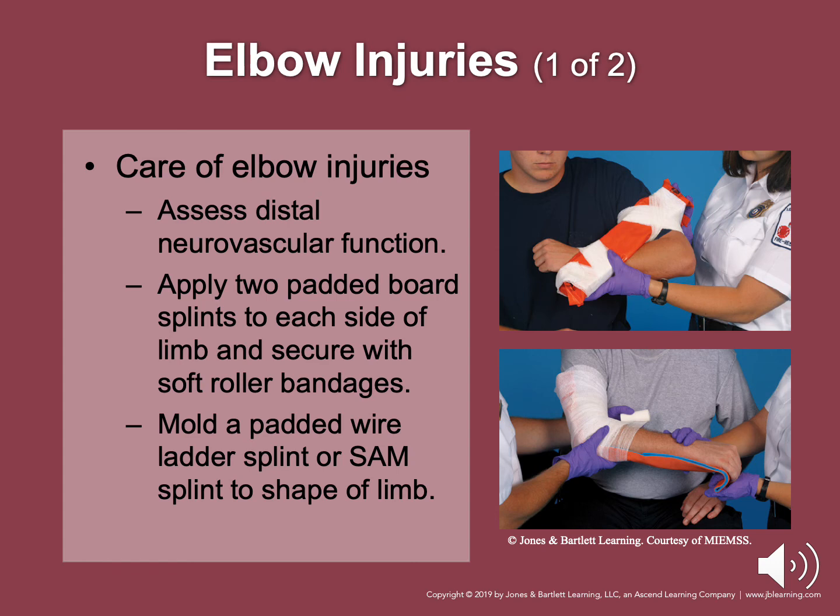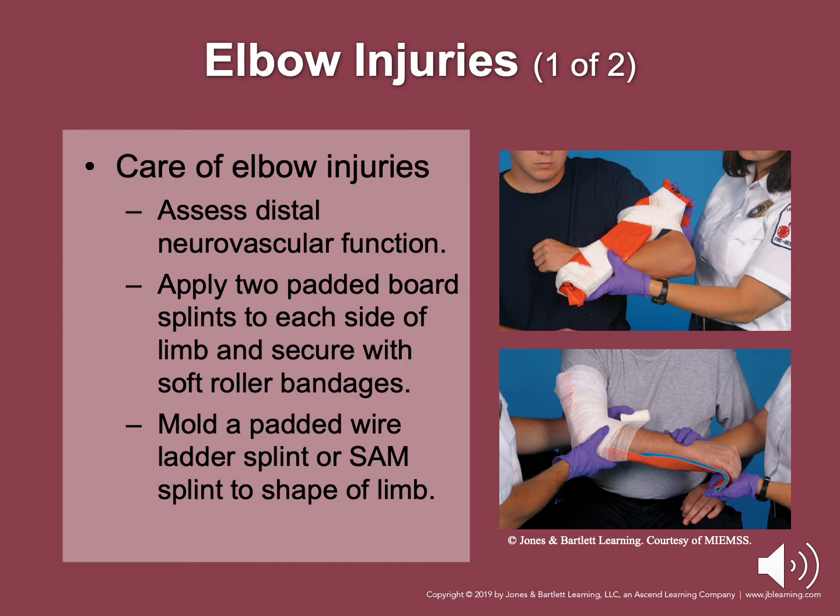If you find strong pulses and good capillary refill, splint the injury in place, in the position in which you found it. Apply two padded board splints to each side of the limb and secure with a roller gauze or a band. Alternatively, you can mold a padded wire ladder splint or SAM splint to the shape of the limb.